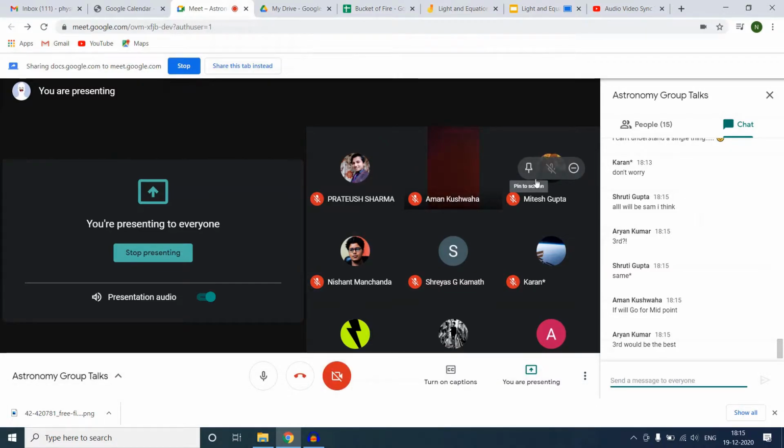Anyone? Third would be the best. But how do you know that? There might be another path. If you go for the midpoint, okay, that's kind of... Yes, Mitesh. What kind of construction? Tell me.